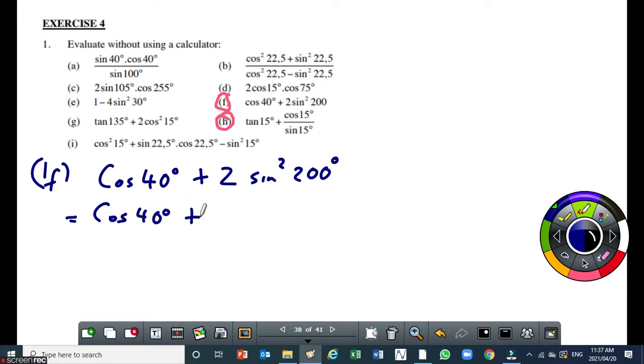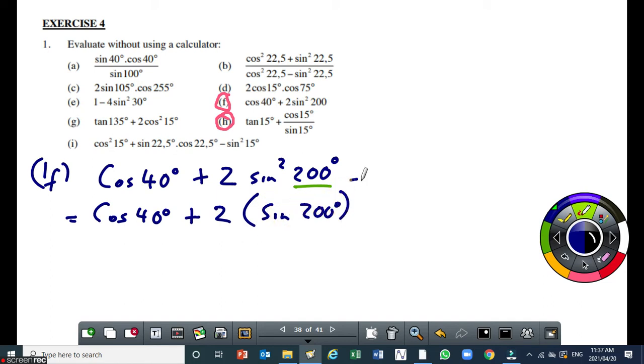Now the 200, I need to convert it to an acute angle using the reduction formula. So when you write it, it will become 2 times sine. Now this sine 200, I'm going to write it first as a line like this. That's how you simplify it.